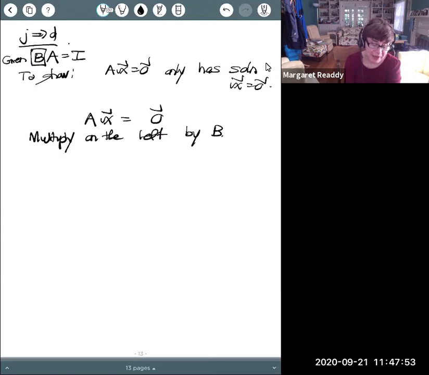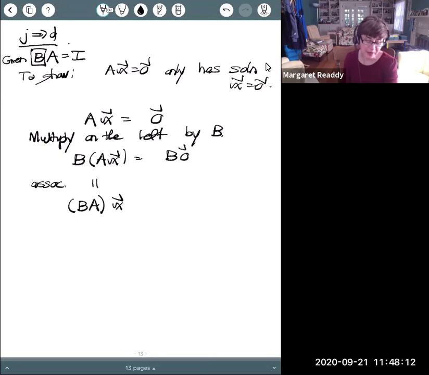And when we do that, we have B times AX on the left. And on the right is B times the 0 vector. Okay, so now let's use associativity again. That's the same thing as first multiplying the matrices B and A together, then multiplying by the vector X. So let's look at the right-hand side.